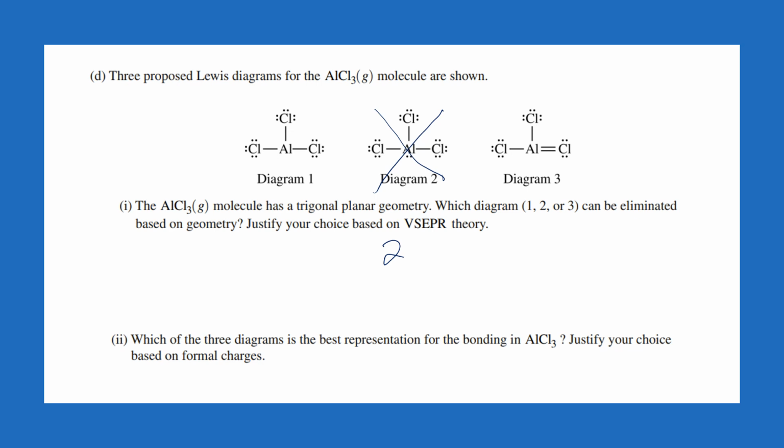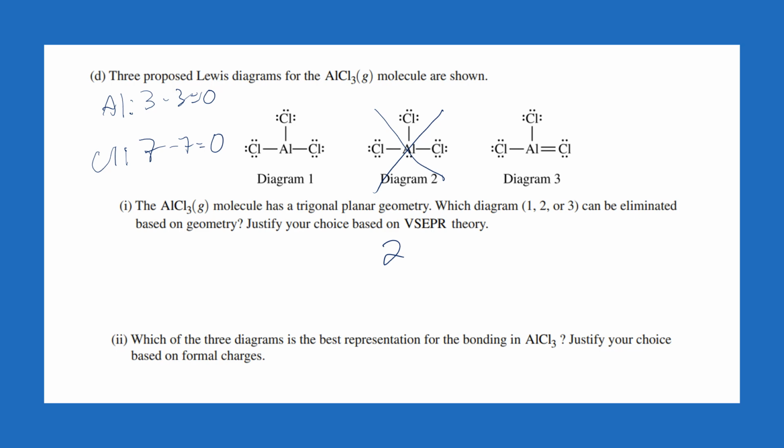But let's look at the formal charges. Formal charge is always the normal valence electrons minus the electrons that are currently assigned to it. So aluminum normally has 3, and in diagram 1, it has 3 bonds. So 3 minus 3 is 0 for that aluminum. Chlorine normally has 7 valence electrons. And each chlorine has 6 lone pair electrons and a bond, so that's 7 assigned to it. So those are also 0.